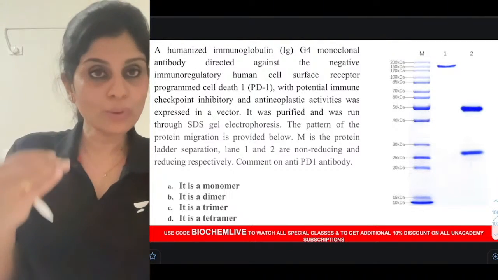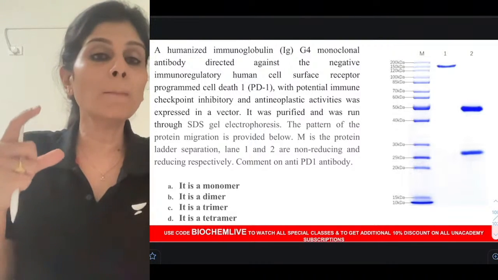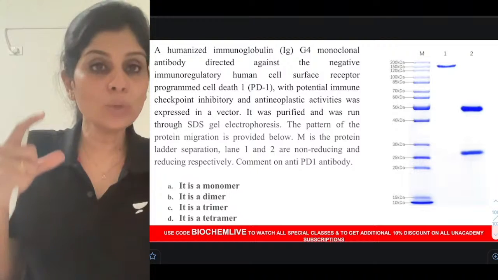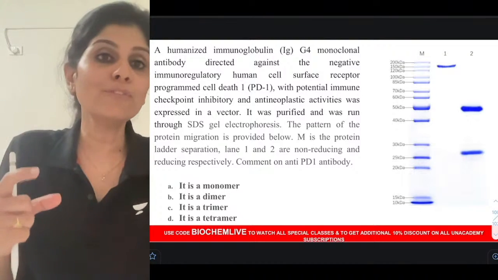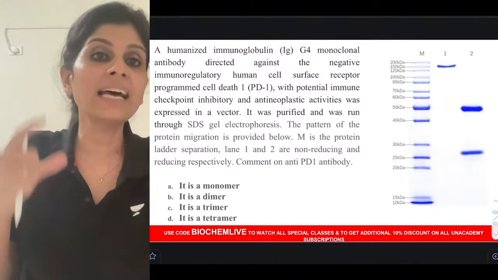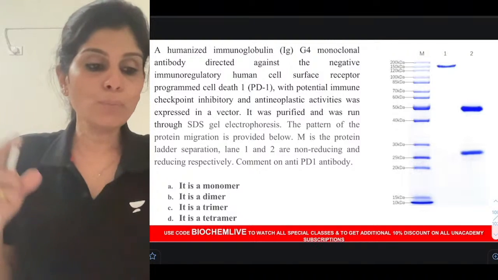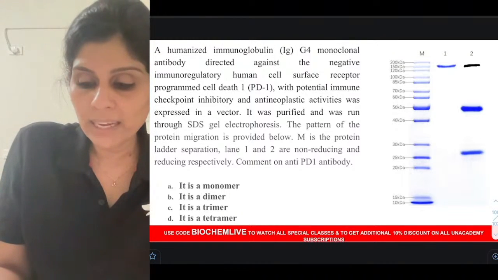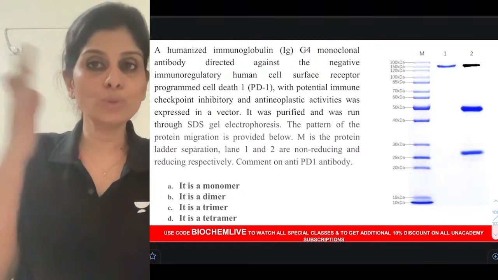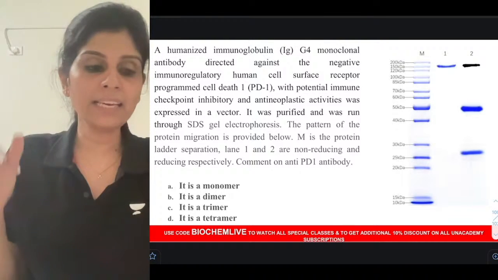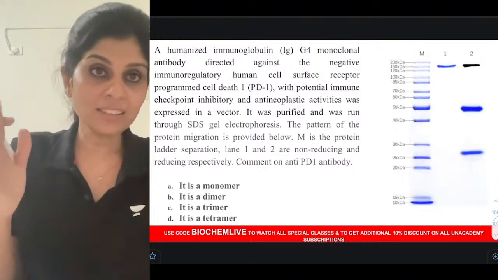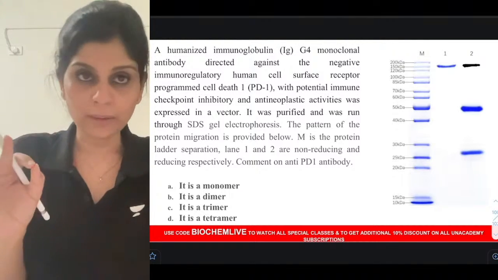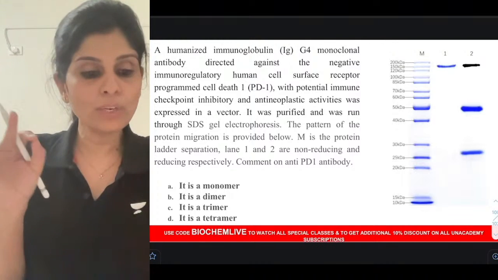And then when you run it through electrophoresis, depending upon the number of bands that you get, and the molecular weight of individual bands, you will be able to find out how many subunits are there in the protein. Suppose both non-reducing and reducing panels gave rise to only one band like this, then what is your inference? Your inference is the protein is a monomer.